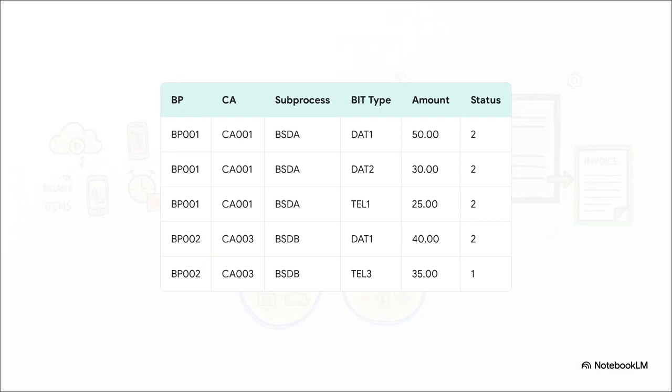So here's a look at the before picture. This is our pool of items waiting to be processed. You can see we've got items for a couple of different customers, BP001 and BP002. Most of them have that status, which means they're good to go, they're billable. But look at that very last line. See that status 1? That one's an exception. It's not ready to play just yet.